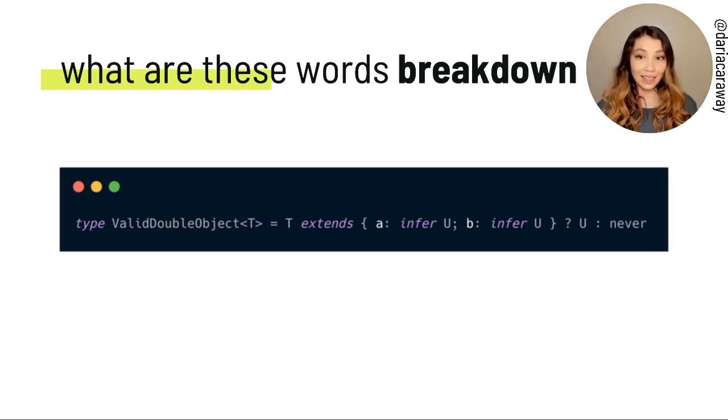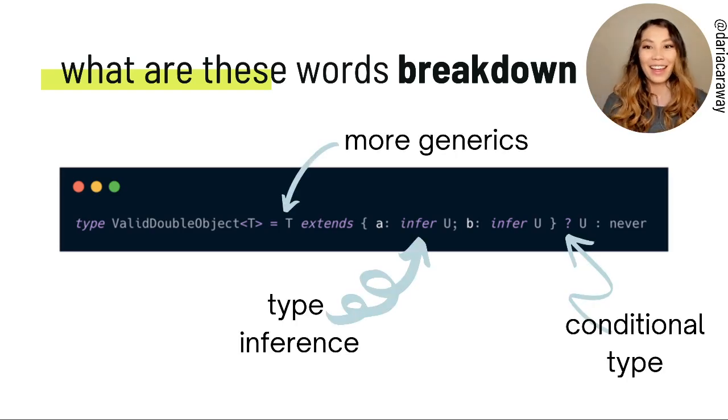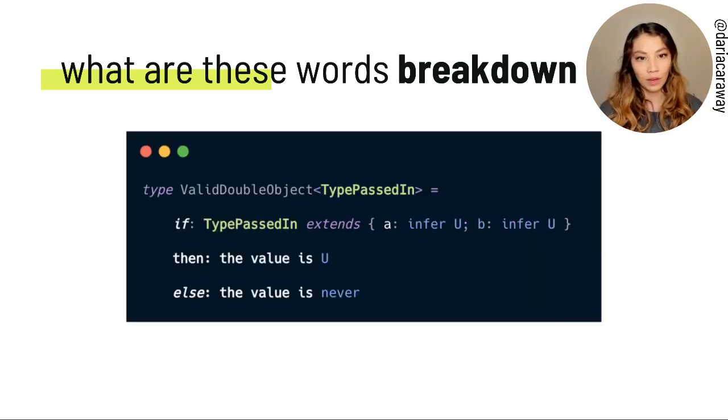That takes us to this type, which I call: what the heck are all of these words? Are they new? I don't know what's going on. We have a lot here. We've got more generics, multiple generics. We have some type inference, and we have another conditional type. So filling in what we've already talked about, I've spread it out. I've filled in the generic that we know about and the conditional type.